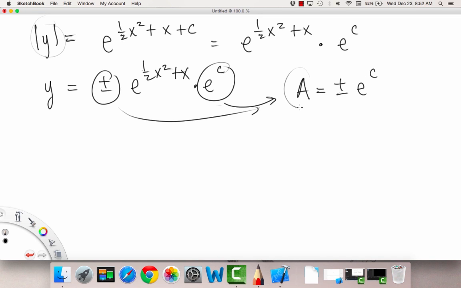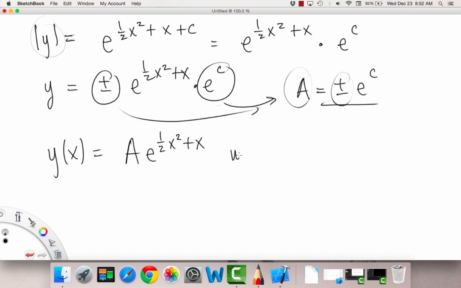We see here how this new constant absorbs the sign ambiguity, because we don't know whether it's plus or minus here. Ultimately we end up with something that looks pretty nice: capital A, which is our constant and equals this thing, times e to the 1/2 x squared plus x.